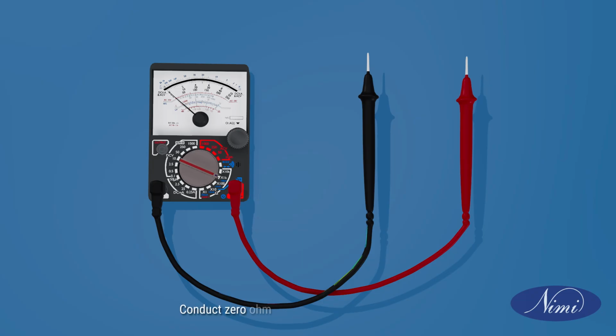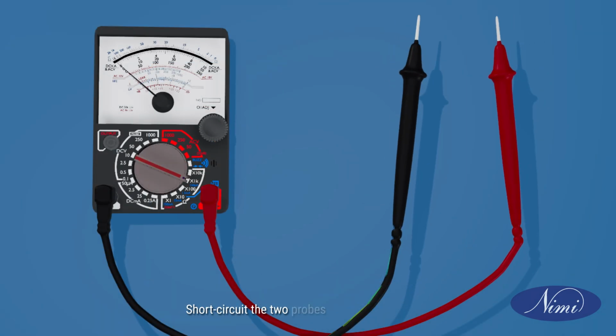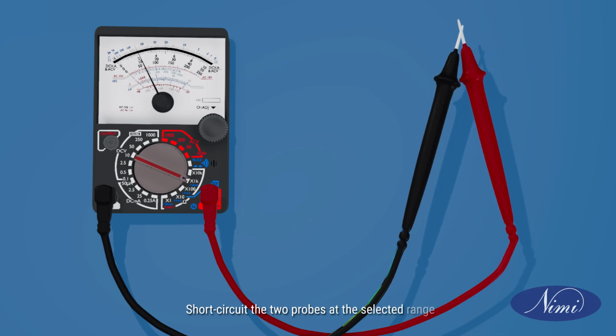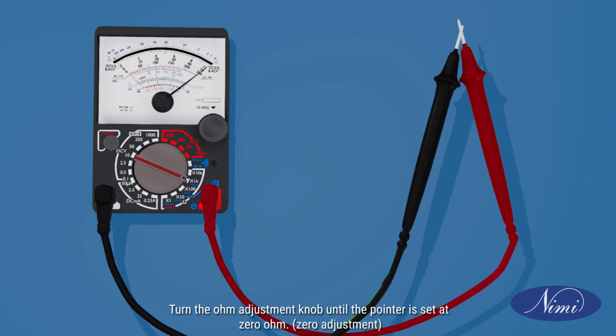Conduct 0 ohm adjustment in analog multimeter. Short circuit the 2 probes at the selected range. Turn the ohm adjustment knob until the pointer is set at 0 ohm. 0 adjustment.